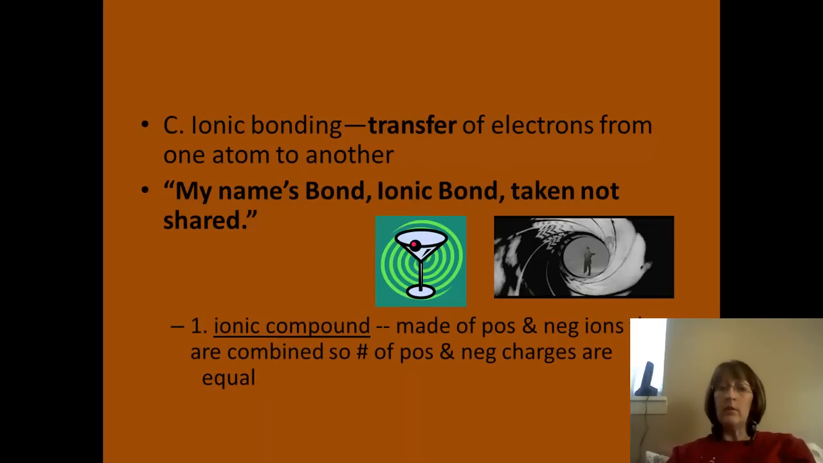You should too. So ionic compounds are made of positive and negative ions, and they're combined so that the numbers of positive and negative charges are always going to equal 0. So when you have a negative charge and a positive charge, when you add them together and they're in the right ratios, they should be equal to 0. So you have a positive cation and negative anion, and they stick together because opposites attract. You guys already know that.